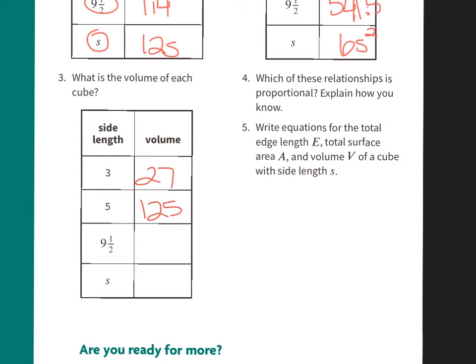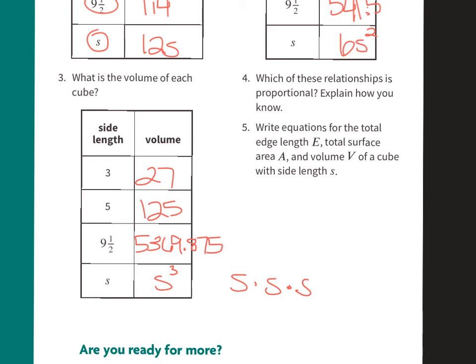9.5 times 9.5 times 9.5 gives me, whoa, that's a big number. 5,369.875. And then s times s times s is not 3s, but it's s to the third power, or s cubed. Okay?